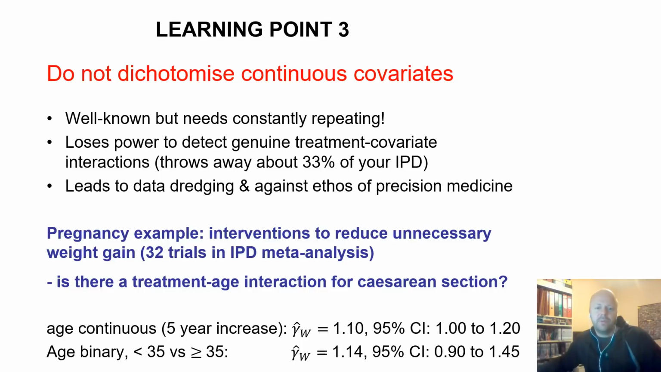Here's an example. In pregnancy, we did an IPD meta-analysis to look at the effects of interventions to reduce unnecessary weight gain. When age was analysed on its continuous scale, there was strong evidence of a relationship, an interaction between age and the intervention effects. When age was dichotomized at 35, which had been suggested to us, then there wasn't anywhere near as strong evidence of a relationship between age and treatment effects. So you lose information and you can potentially miss something that's important.